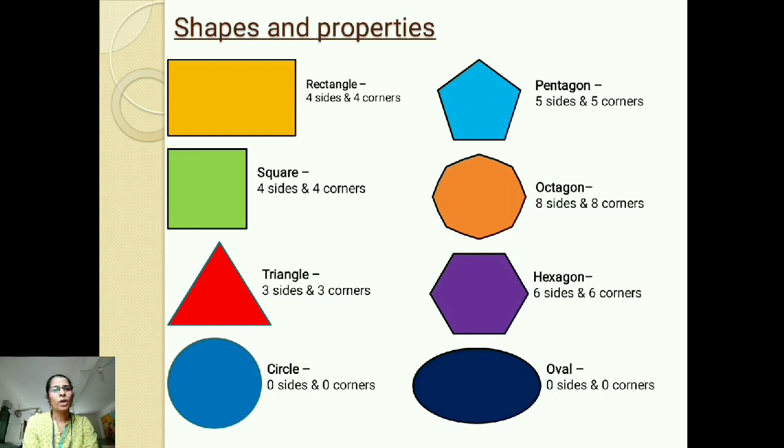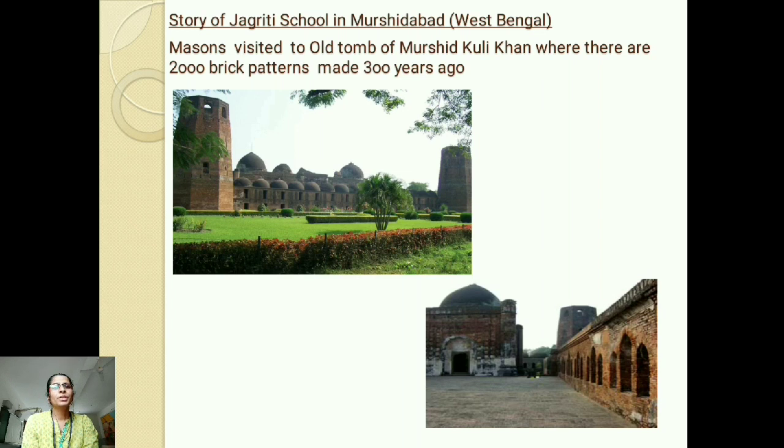Now you might be wondering why ma'am is telling all these simple shapes which we have already learned in our lower classes. Now the chapter which we are going to learn is Building with Bricks, which is related to patterns. Now so many 2D patterns are made by using these shapes. Now I would like to share a story of 3 masons who are working in Jagrati Nagar in Murshidabad.